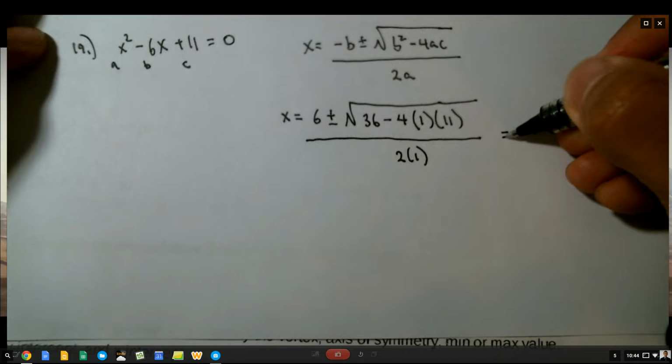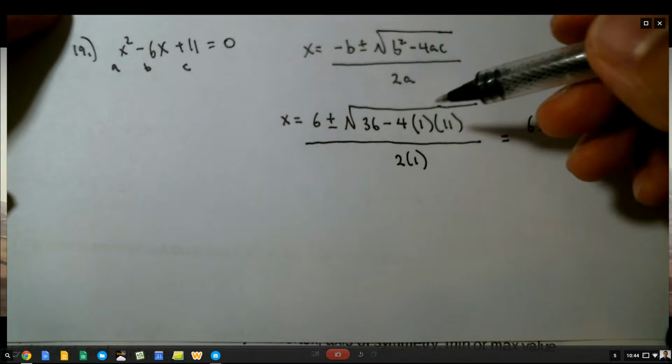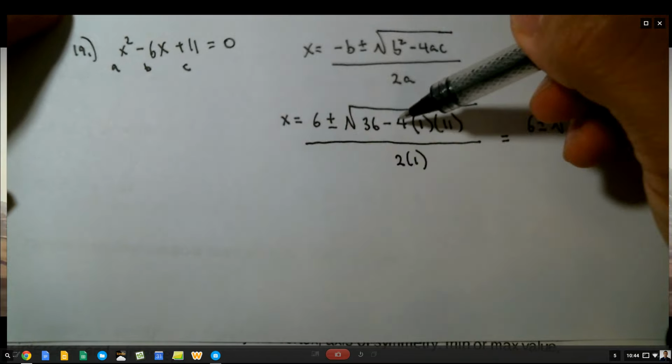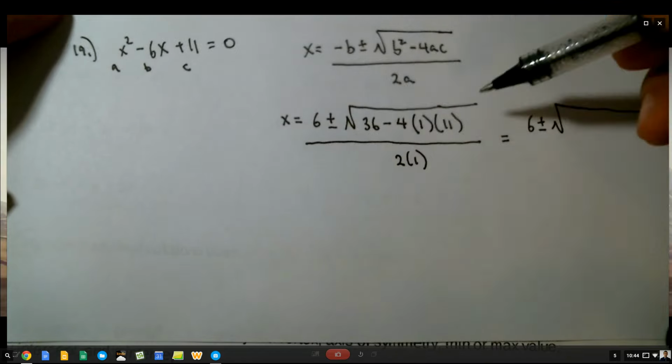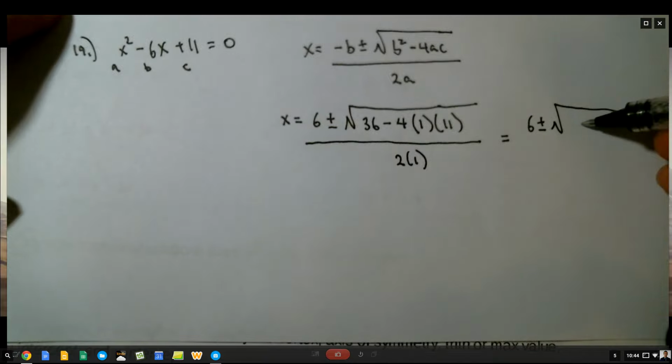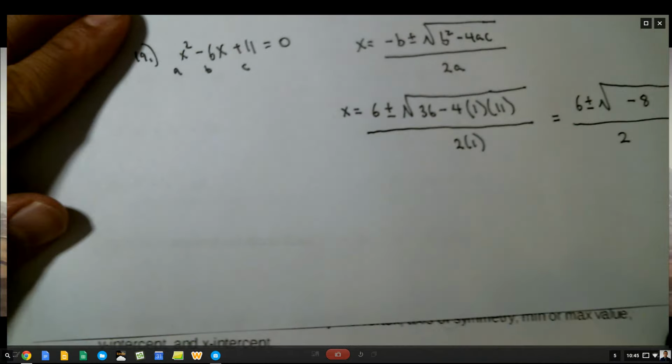So let's simplify this. 6 plus or minus square root. Let's simplify the inside. We have negative 4 times 1 times 11, negative 44. Negative 44 plus 36, we get negative 8. Boom, negative 8. All over 2. Okay? Now, notice that's negative 8. So we know that it's going to involve some kind of imaginary numbers for the solution. Okay, so let's simplify that.